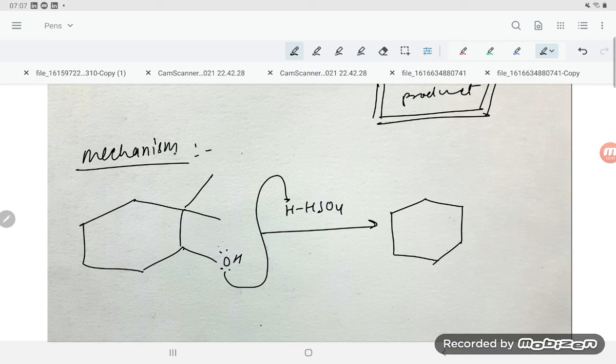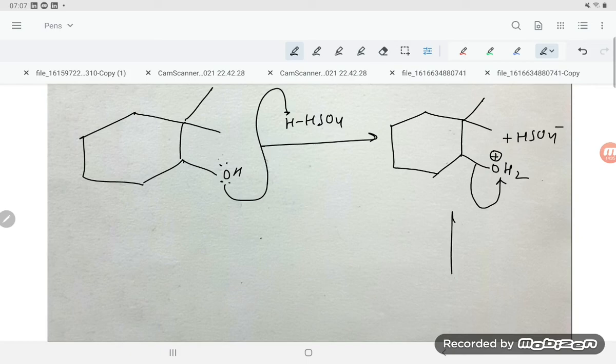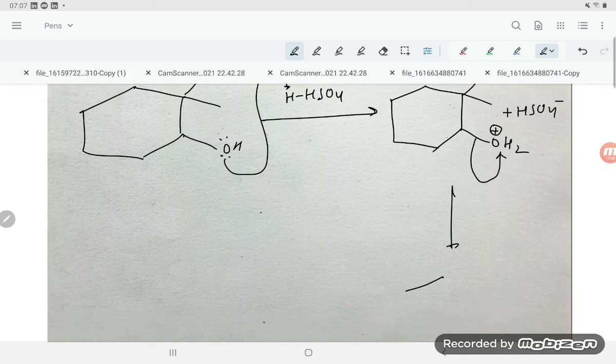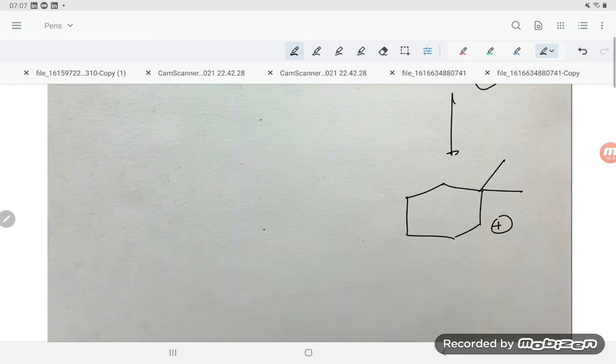So what will happen, student? This will be OH2 plus, and HSO4 minus will be there, and it will be the positive charge, right? Now secondly, this will be splitting out. So deprotonation will be there, and a 2-degree carbocation will form. Here is the positive charge. A 2-degree carbocation is not that stable compared to a 3-degree carbocation. So what will happen? Here will be a methyl shift, dear student.